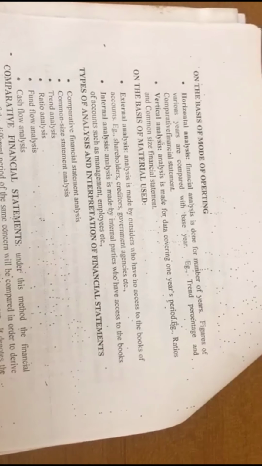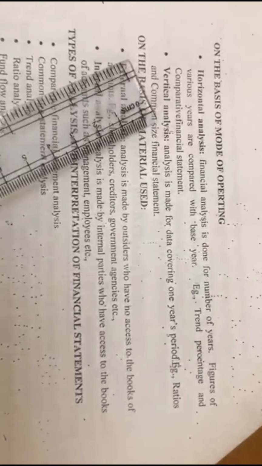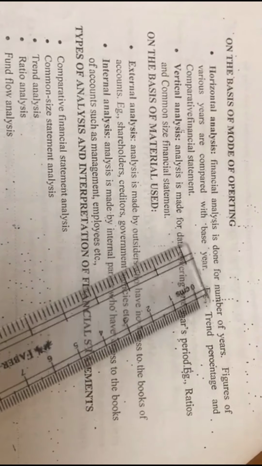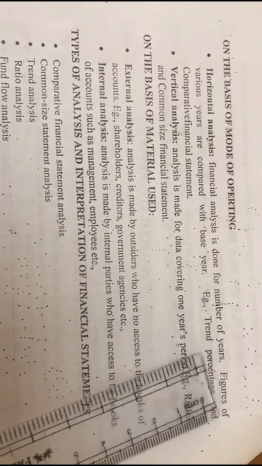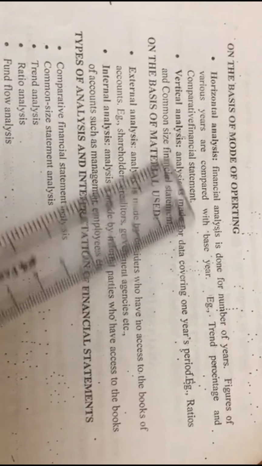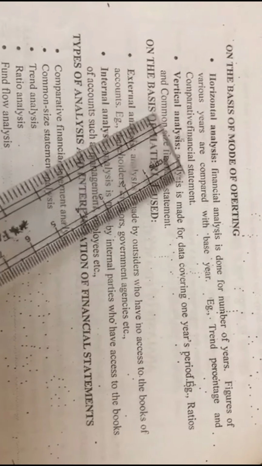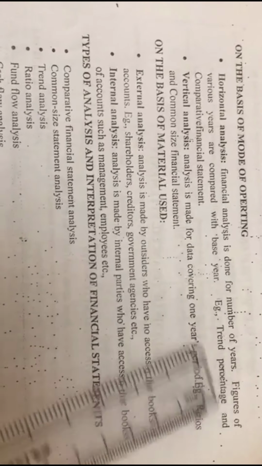Now we'll move on to the types of financial statement analysis. On the basis of the mode of operating, we have horizontal analysis and vertical analysis. What do you mean by horizontal analysis? It is the analysis done for a number of years. That is, the figures of various years are compared with the base year. A good example for horizontal analysis is trend percentage and comparative financial statements, which we are going to discuss when I solve the problems.